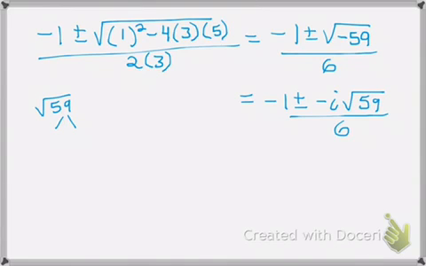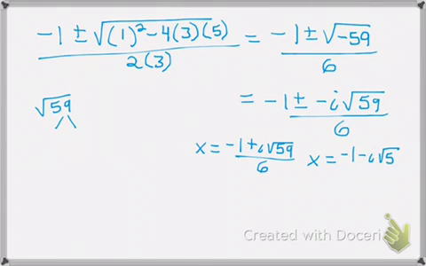So my 2 separate roots are -1 plus i square root of 59 over 6, and the second one is -1 minus i square root of 59 over 6. And don't forget the first root that you found from the graph, which was -2.